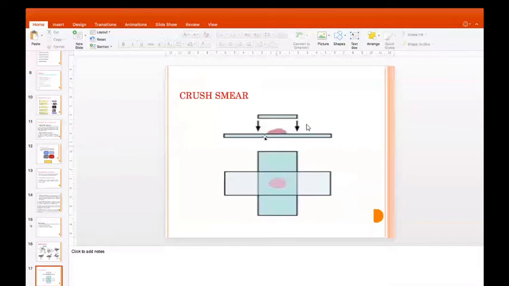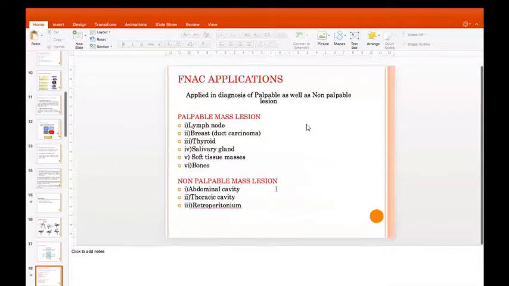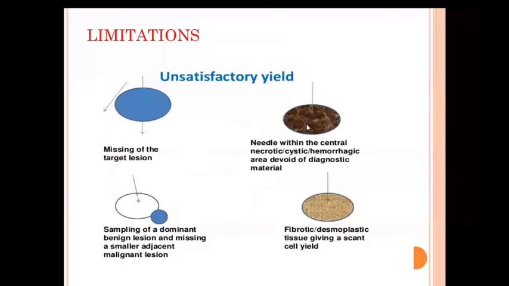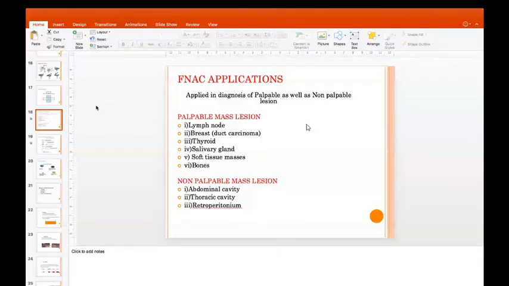Okay. Now, FNAC is applied in the diagnosis of palpable as well as non-palpable lesions. So the palpable mass lesions, we know lymph node is the most common. Breast adenoma, breast carcinoma, thyroid. Again, thyroid adenoma, thyroid carcinoma of various types. Salivary gland can be benign and malignant, soft tissue masses, bones.